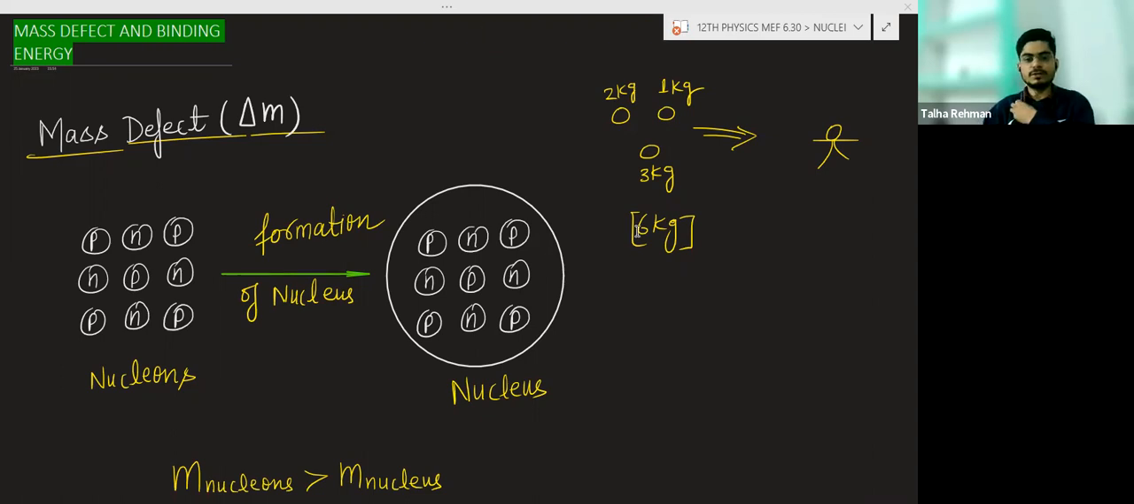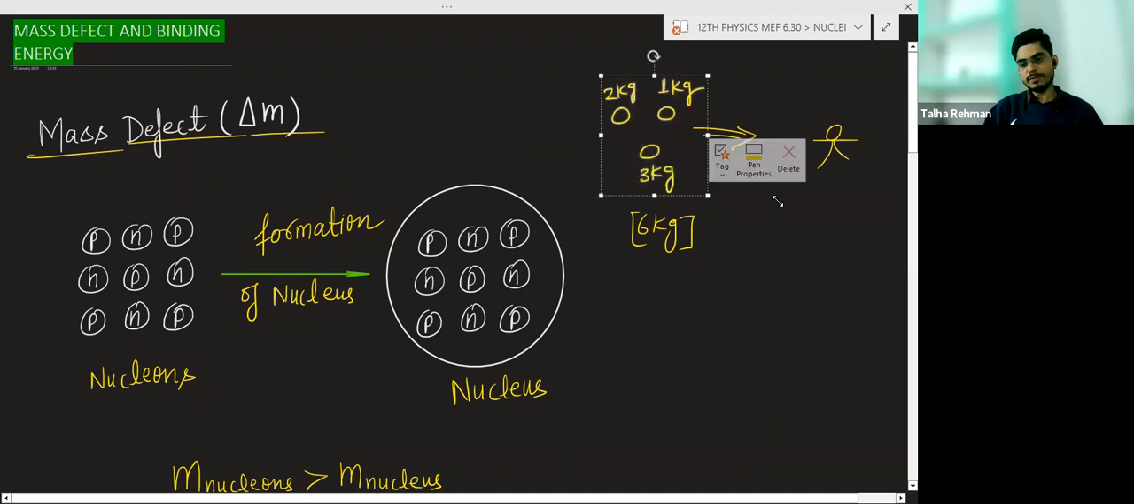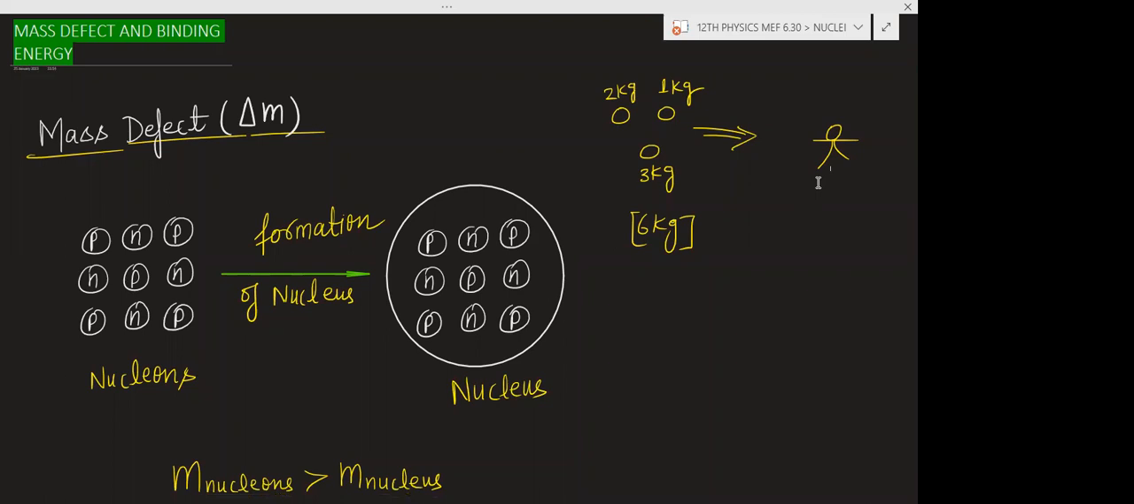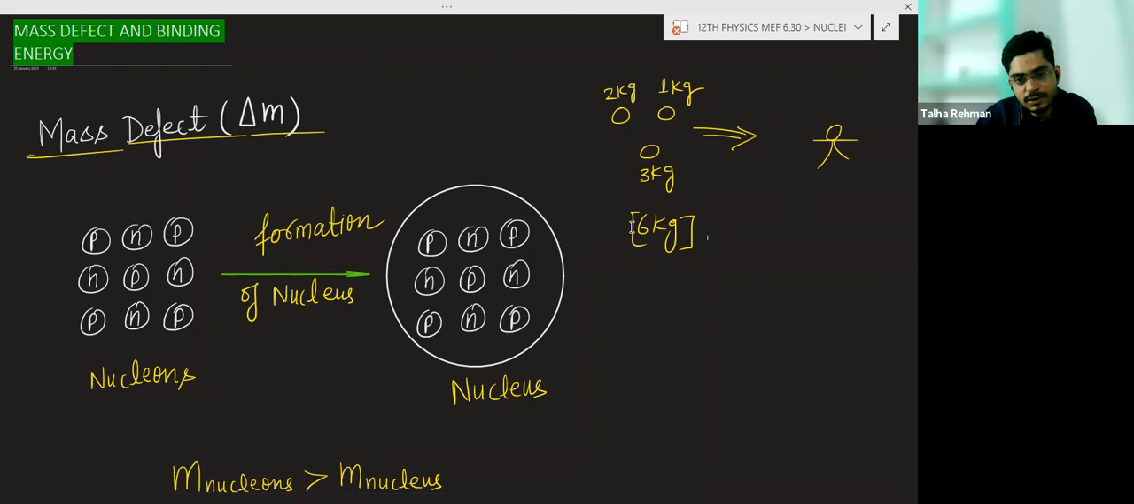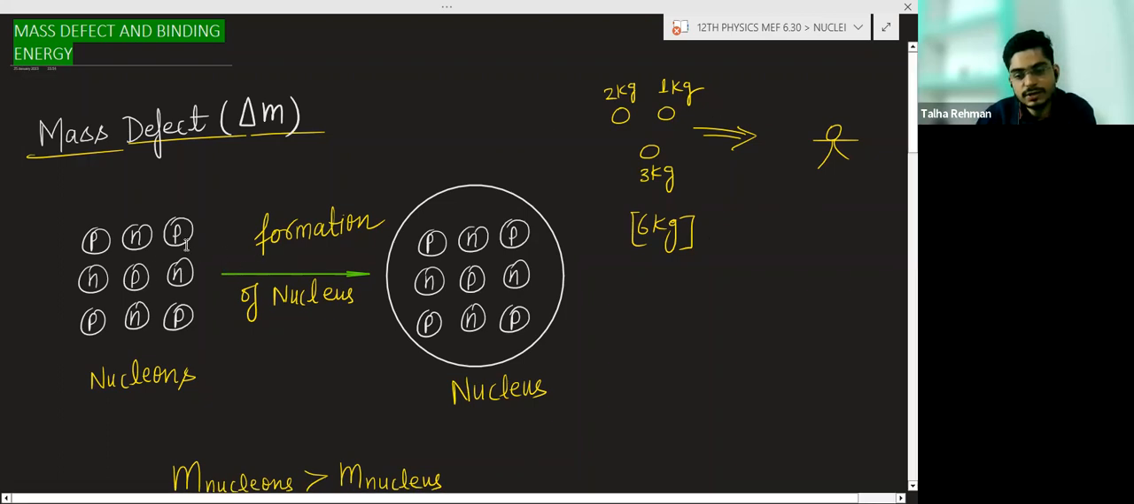What will be the mass of these three balls? I am saying these three balls you have given to this person. Now you are asking what is the mass of these three balls? 6 kilograms. Obviously it will be 6. But here this is not the case.